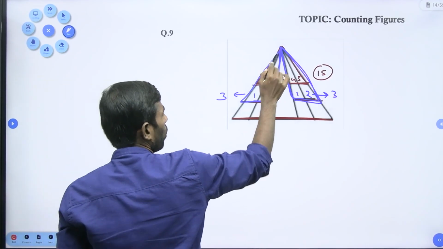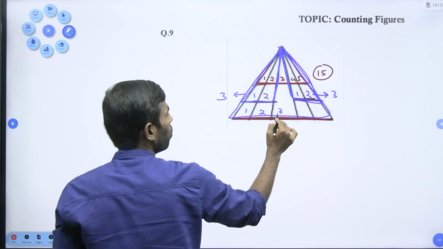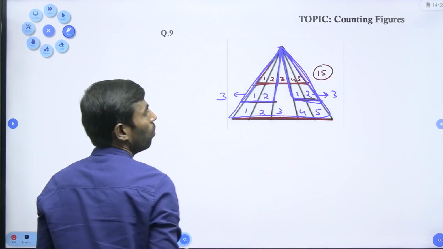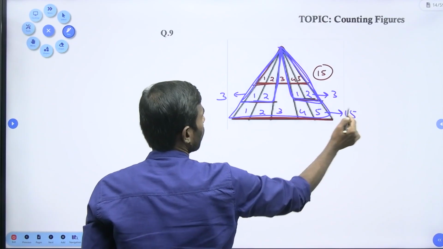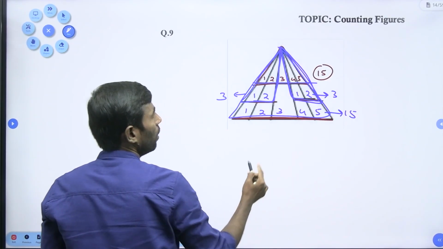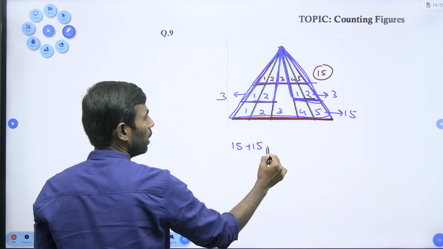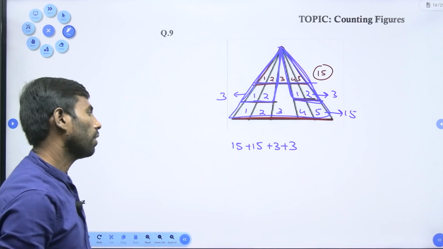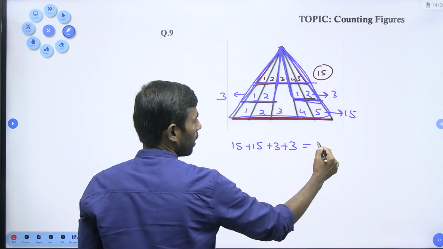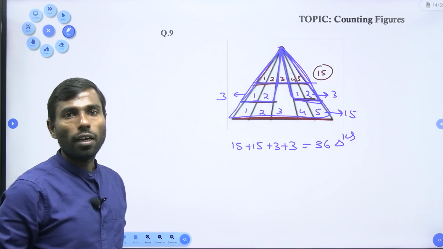Now, coming to the total figure. How many gaps? 1, 2, 3, 4, 5. Same like the previous one, just it is 15. This part, 15, right? Total triangles are how many? 15 plus 3 plus 3. 30, 33, 36. Total triangles are 36 triangles.